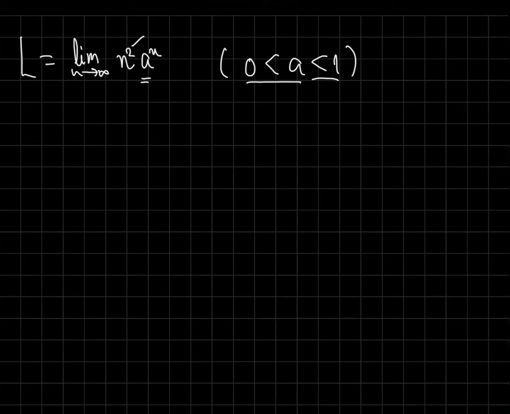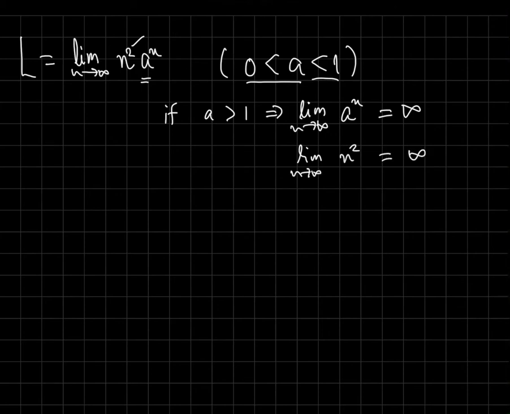And again, this would have been an easy limit if a were greater than 1. Because if a is greater than 1, then the limit as n approaches infinity of a to the n is just infinity. And the limit as n approaches infinity of n squared is also just infinity. And therefore, the limit as n approaches infinity of the product would also be infinity. However, what we have here is a value of a that is less than 1.